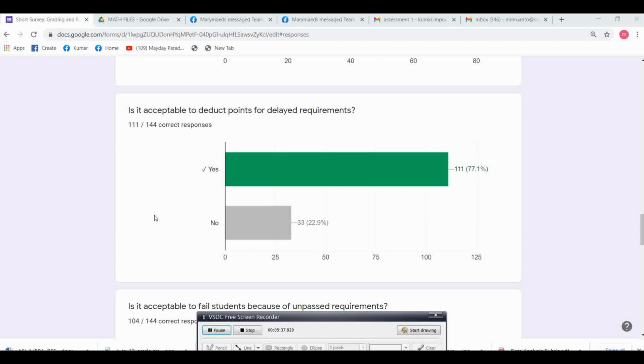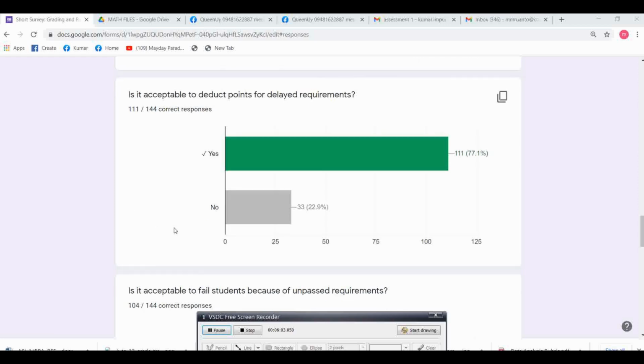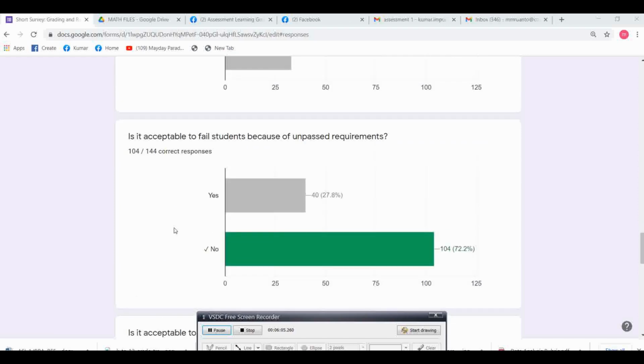Okay. Next one. Is it acceptable to deduct points for delayed requirements? Actually, it is yes. We should also consider the time. Some authors say it's valid to deduct points for delayed requirements.